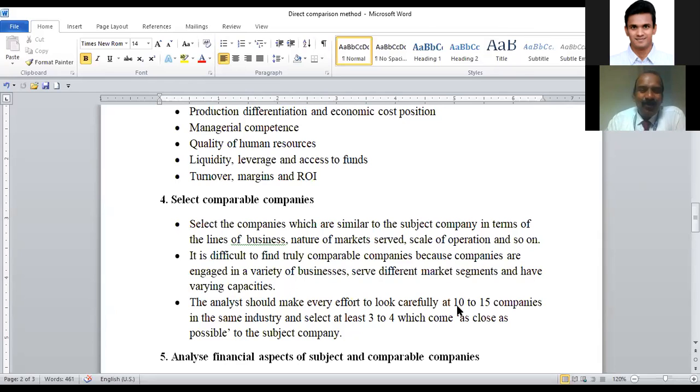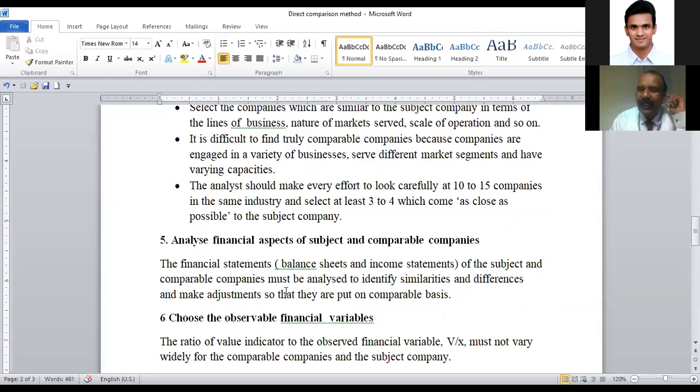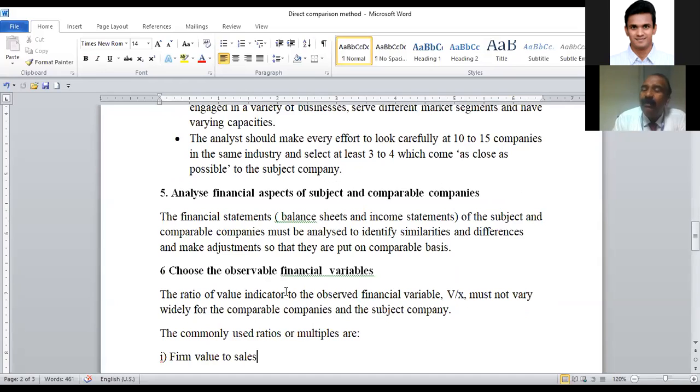Okay. So selecting the comparable company is a very difficult task. The analysts make every effort to look very carefully at 10 to 15 companies, and then you can select at least 3 to 4 companies as close as possible for valuing the subject company. And then another important step is we need to analyze the financial aspect of the subject company and the comparable companies. We need to analyze the balance sheet and the income statement of both the subject company and the comparable companies. And then, very important, we need to choose the financial variables: on what basis and what criteria the subject company can be valued.